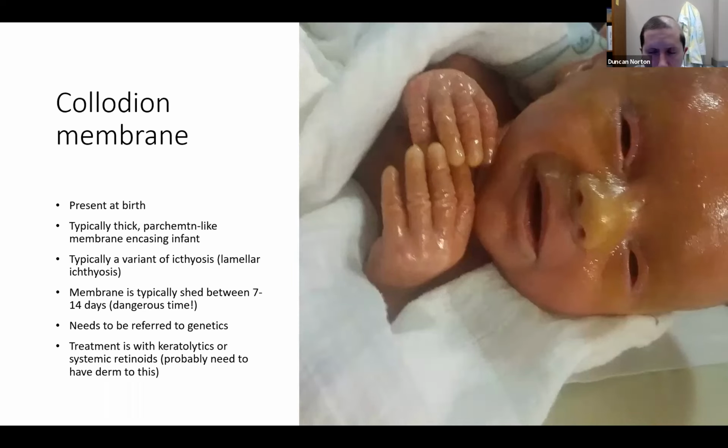You may want to involve peds derm in these kids because the treatment of it is keratolytics and systemic retinoids. So this is going to be a very subspecialized treatment. So get peds derm in early. I know this is a little different since we don't have them here, but this would be one that we might grant emergency privileges to kind of help us out versus transferring this one out.